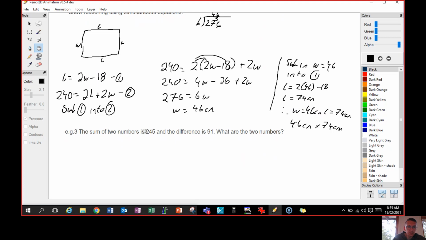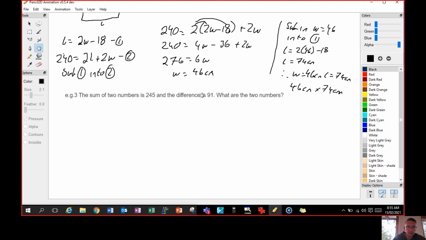Okay, so the sum of 2 numbers is 245 and the difference is 91. What are those 2 numbers? So the sum of 2 numbers, well, if A is a number and B is a number, if you add them together, it's going to be 245. So the sum, which means plus, of 2 numbers, A plus B, equals 245.